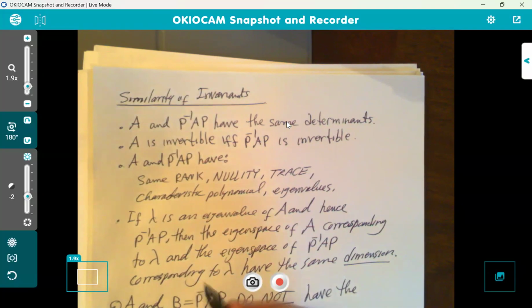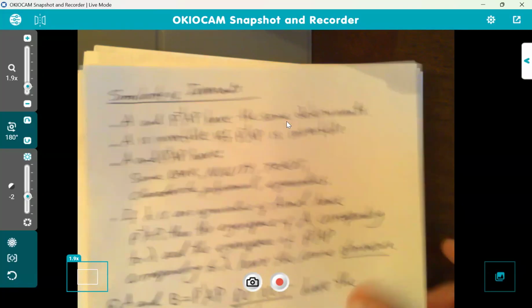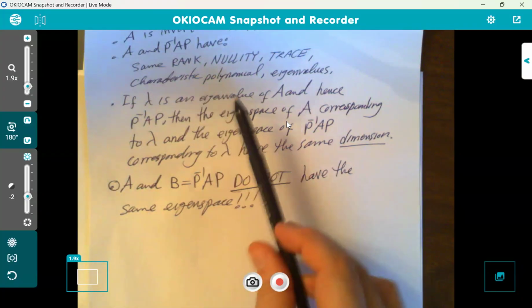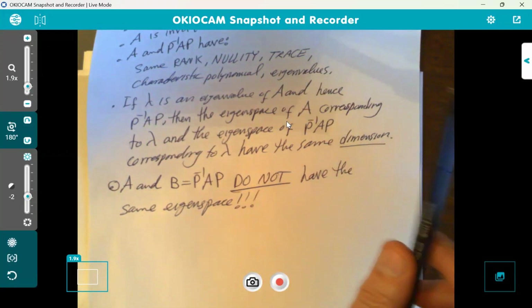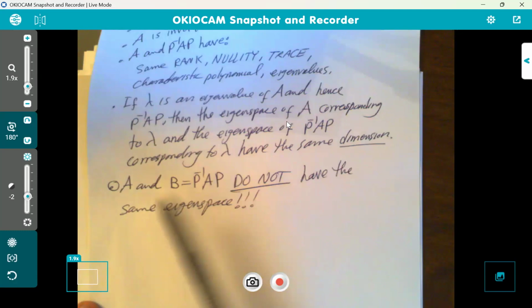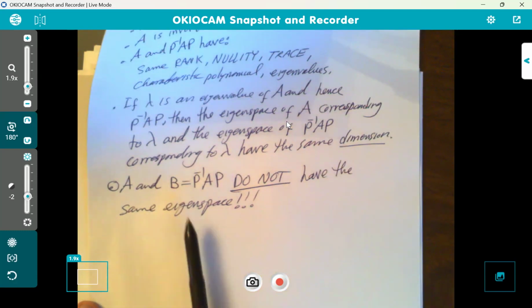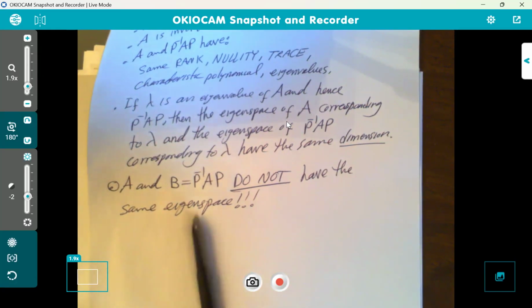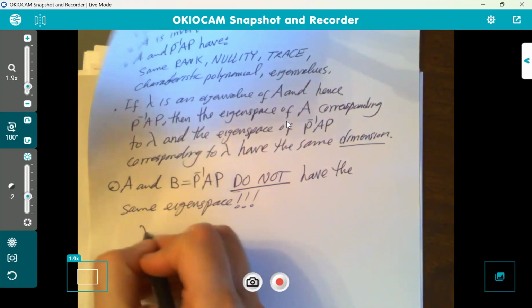Okay. So they share everything else pretty much, right? They have the same rank, same nullity, trace, characteristic polynomials, eigenvalues, same dimension, but they don't have the same eigenspace. In other words, this is what that last part means, and that's important.